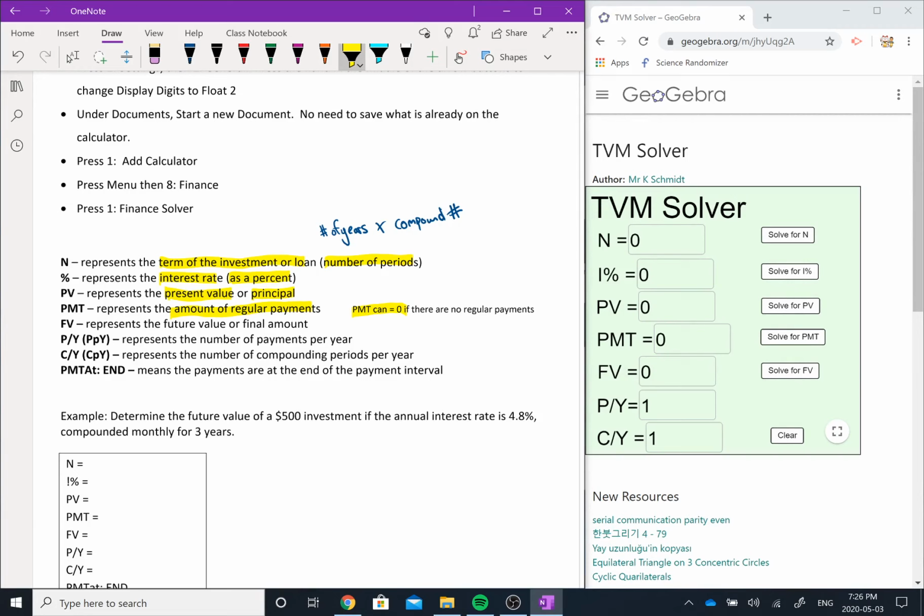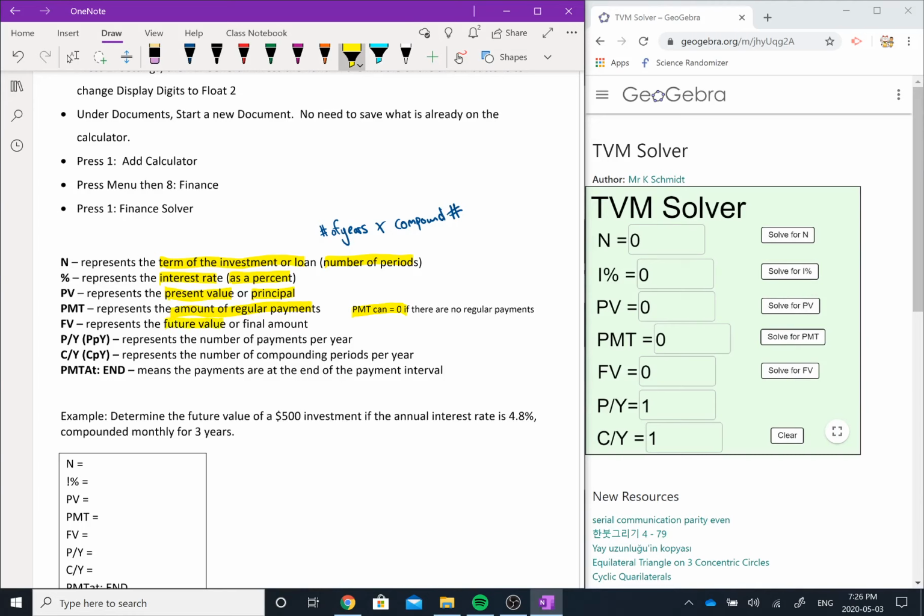Basically what a regular payment is, that would be something like me saying, if I'm putting $500 into the bank to save, and I'm adding $10 every week. That $10 would be a regular payment. But in all of our questions we've done so far, we've only had it so that there's just one payment going in the beginning, and that's it.